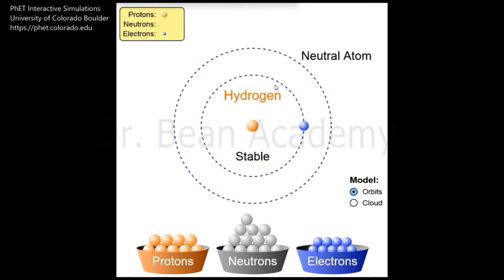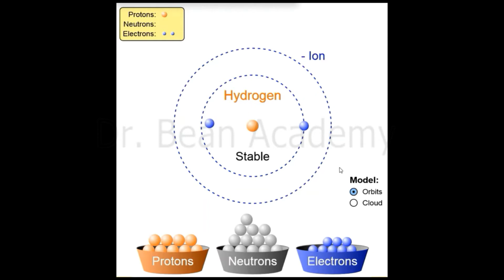Okay, so let's move forward. This is stable hydrogen, and now I want to add one more electron to see what happens. So let me play with this. I want to add one more electron to the second orbit. Oops, it went to the first orbit. Even though I was trying to add it to the second orbit, it went to the first orbit. So maybe this is how matter is formed, that an atom wants to fill the first orbit first, and then it goes to the second, third, and fourth, whatever.